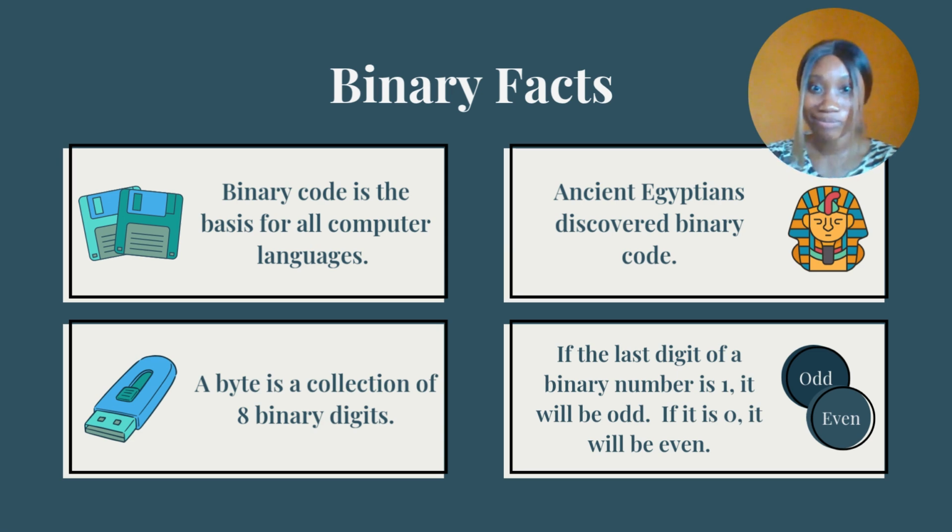So these are some really interesting facts about binary. Now, the binary code is computer language. So your computers, whatever information you give to them, they always read it and interpret it in a bunch of zeros and ones. The binary number system is the language of computers. And the binary number system was discovered by ancient Egyptians. Okay, and also if the last digit of a binary number is 1, it will be odd numbers, and if it is 0, it will be even numbers. So the binary number system is just like a decimal number system.